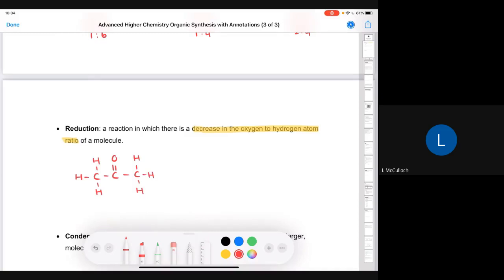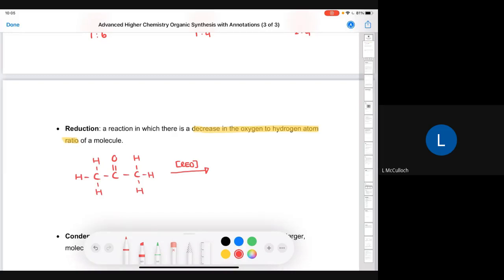Now, to do a reduction reaction, we use a reducing agent. We will talk about examples of reducing agents in a few lessons' time. Reducing agents come up with regular frequency in Advanced Higher papers. They come up all the time.